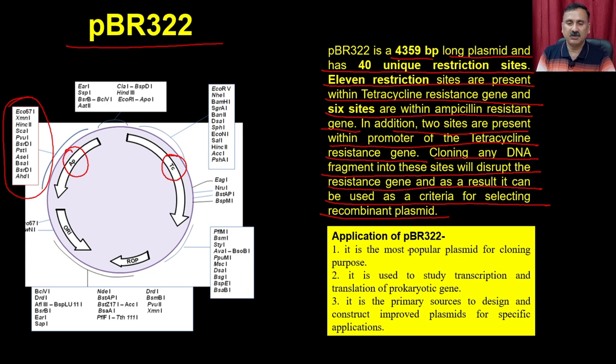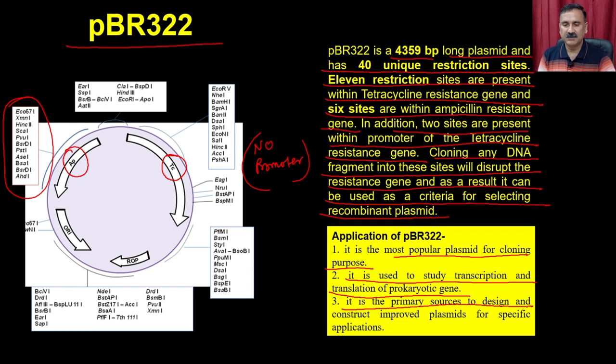What is the application of pBR322? It is the most popular plasmid for cloning purposes. So you can see that there is no promoter. This means it is actually going to be a cloning vector, and it is used for studying the transcription as well as the translation of prokaryotic genes.